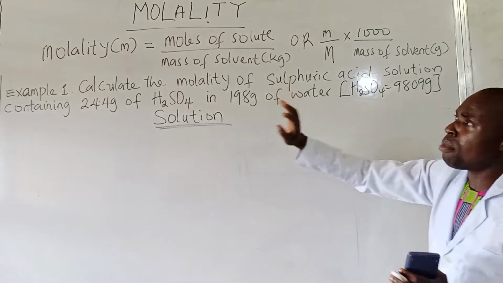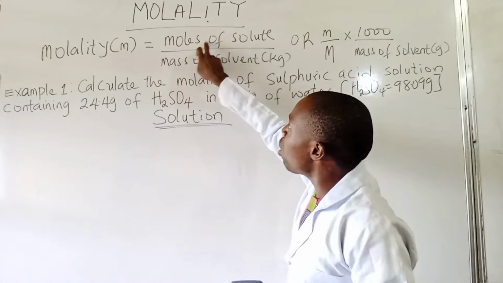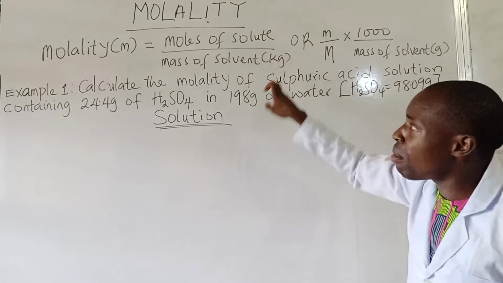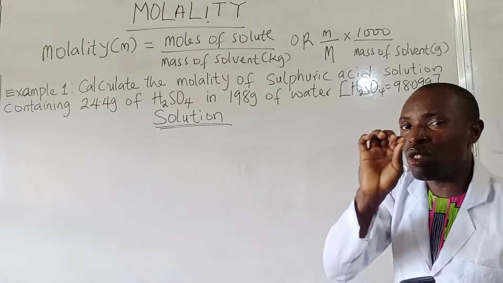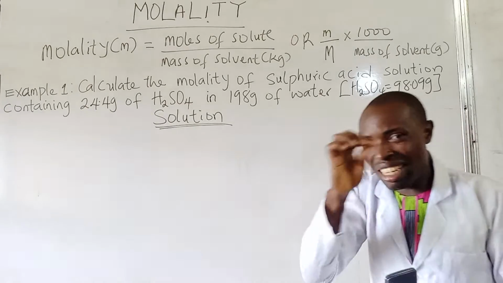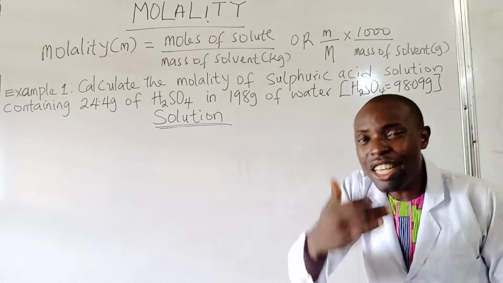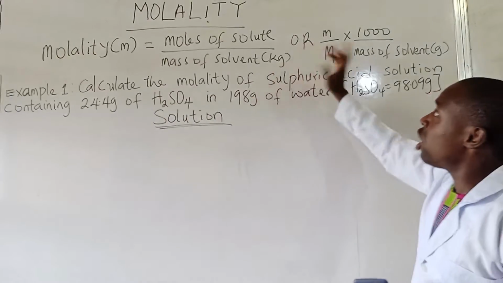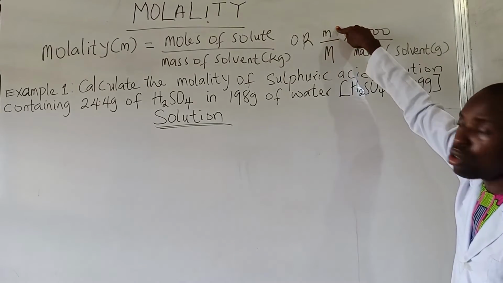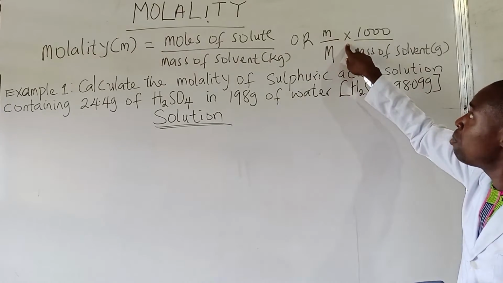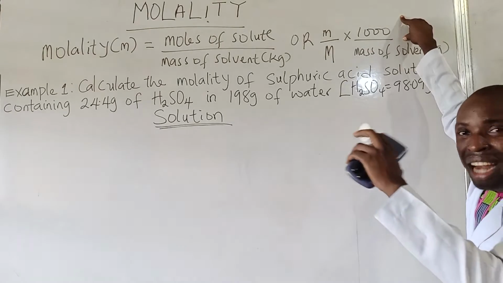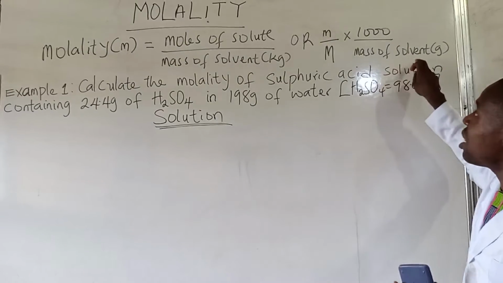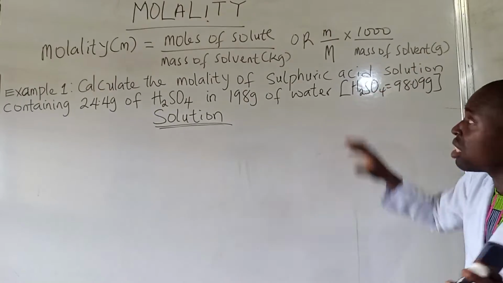Now, without wasting time, the formula on the board is the moles of solute over the mass of solvent in kilogram. It means that the mass of the solvent, when given in gram or in any other unit, should be converted appropriately to kilogram. The other shortcut we can also use is the mass of the solute over the molar mass of the solute, multiplied by 1,000 gram over the mass of the solvent in gram. So when the mass of the solvent is given to us in gram, this is what we'll use.